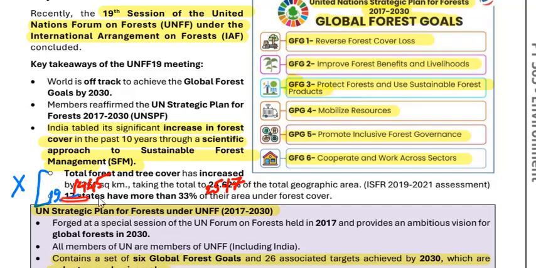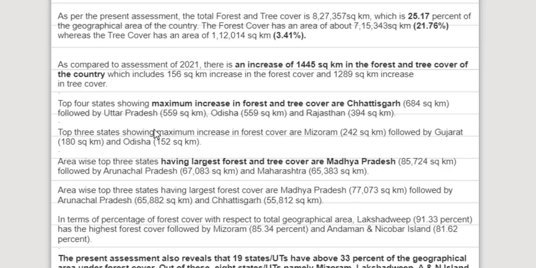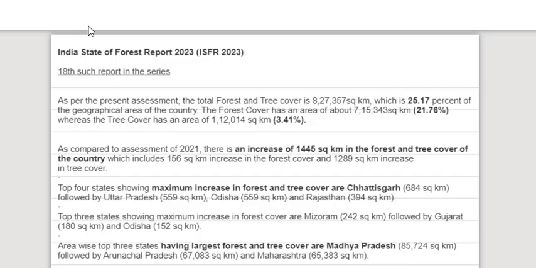Earlier 17 states had more than 33%. Now it has come to 19 states or UTs having more than 33% of area under forest cover. We will study this India State Forest Report in detail. I have just given the brief. I will make a separate video for that. Just go through in brief what is written here.